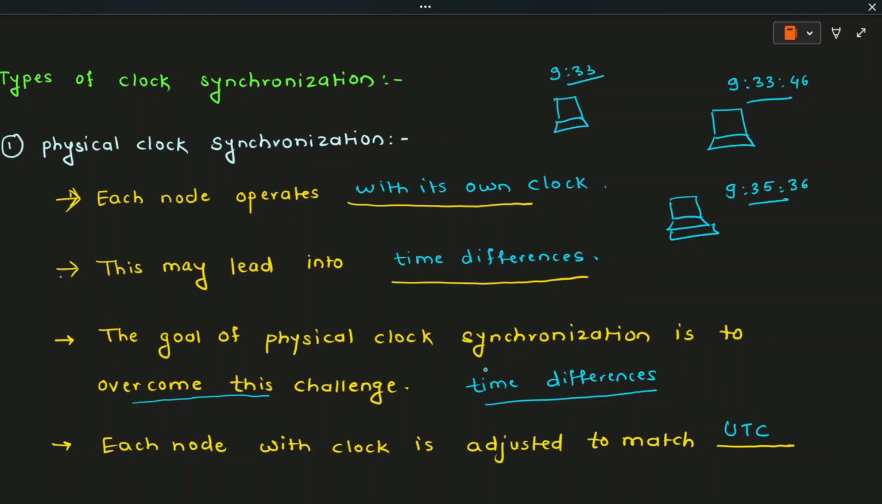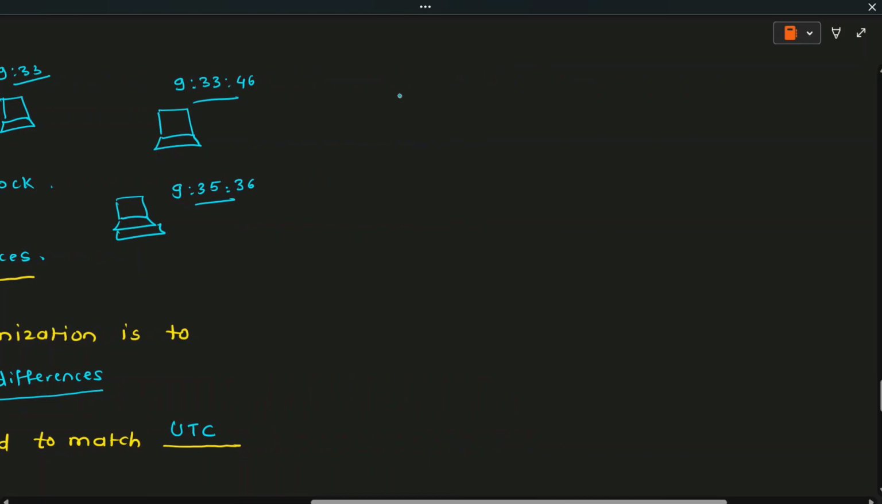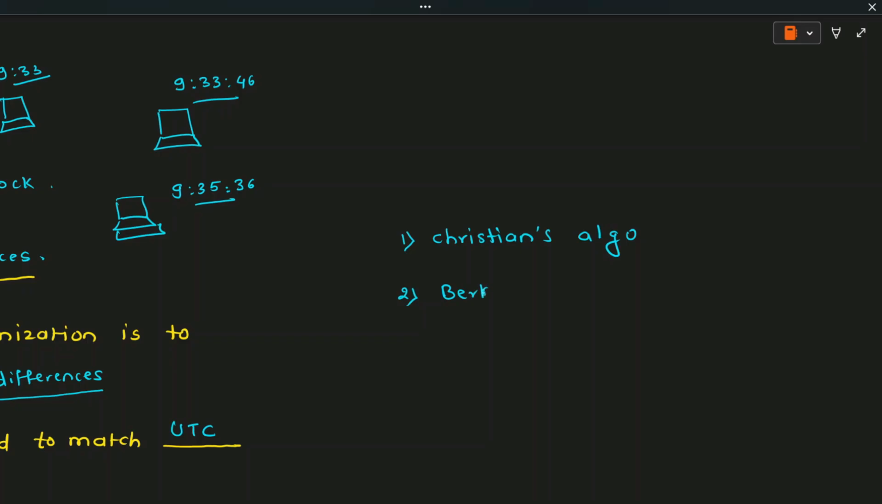There are a few algorithms that we are going to learn under physical clock synchronization. The first algorithm is Christian's algorithm. The second algorithm is going to be Berkeley algorithm. And the third algorithm is going to be NTP algorithm. So these three algorithms we are going to see in the next session.